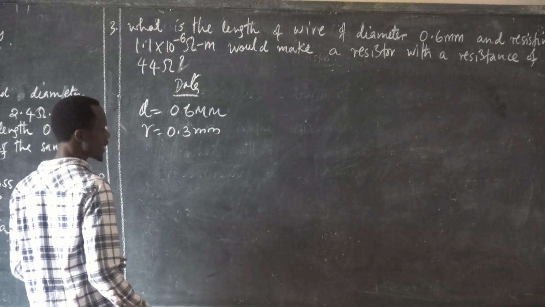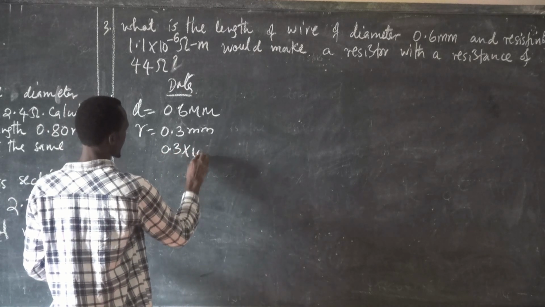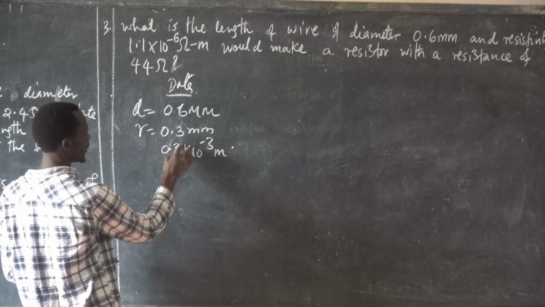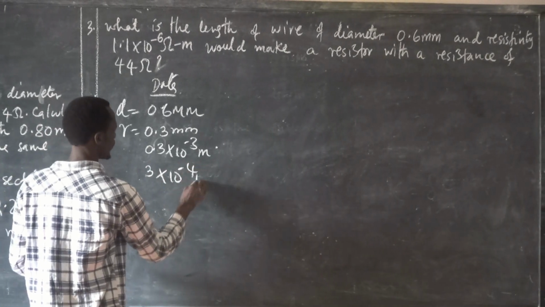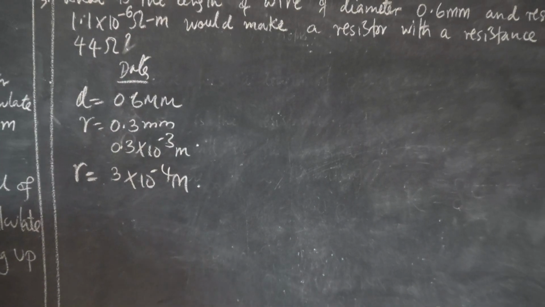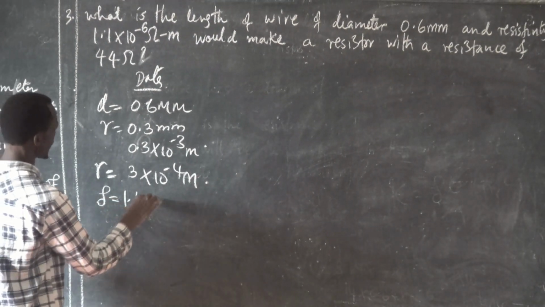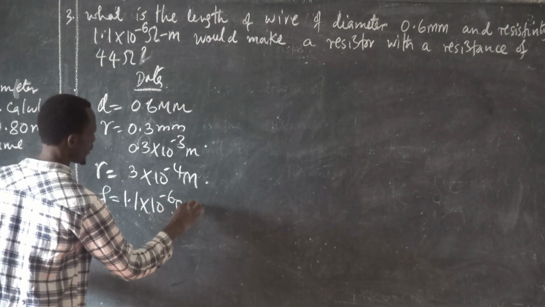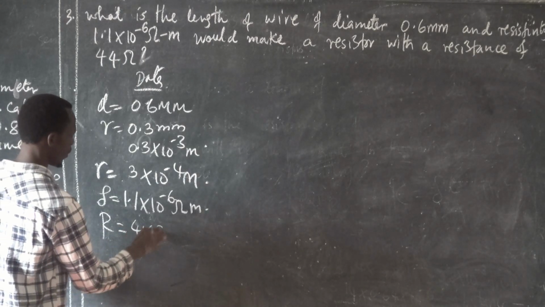And this millimeter, let us convert into meter. Now it is 0.3 times 10 power negative 3 meter. According to exponents, it is 3 times 10 power negative 4 meter. This is the radius. Then we have resistivity, which is equal to 1.1 times 10 power negative 6 ohm meter. We have resistance, which now is equal to 44 ohm.